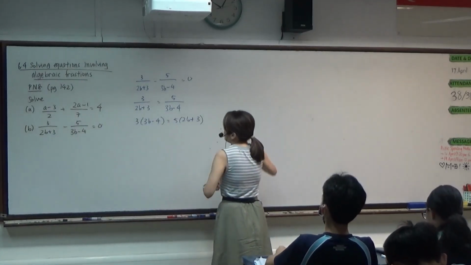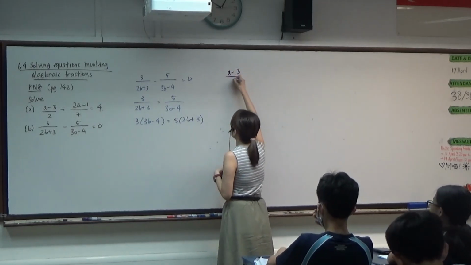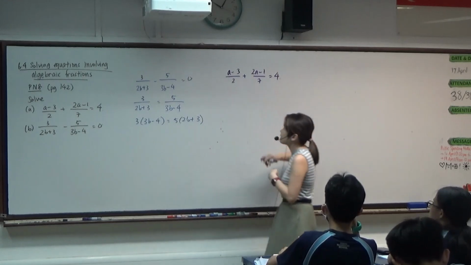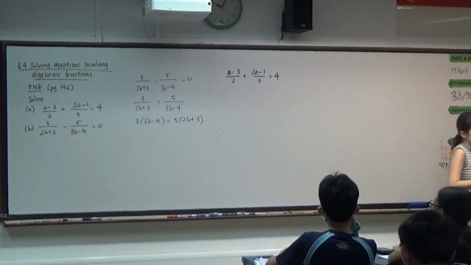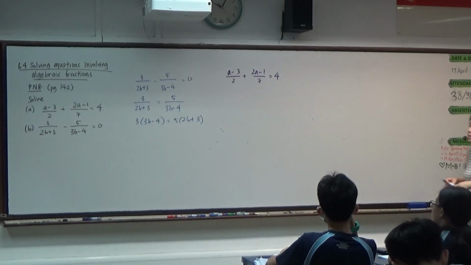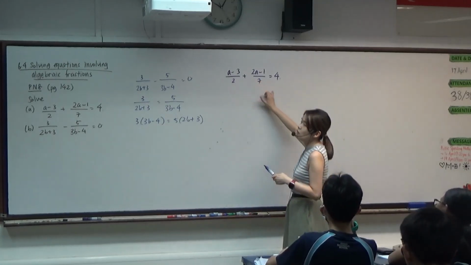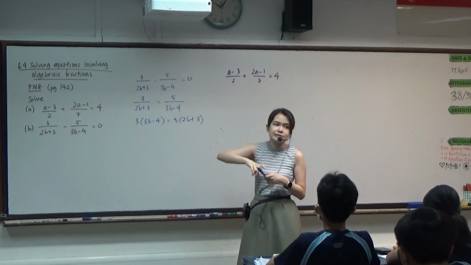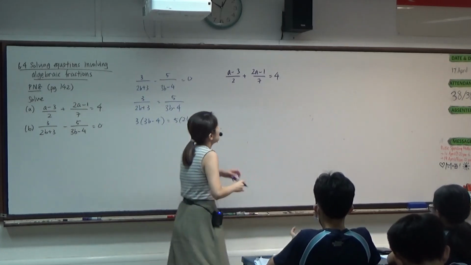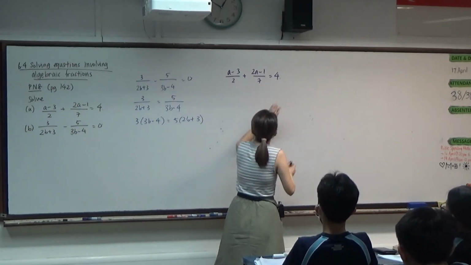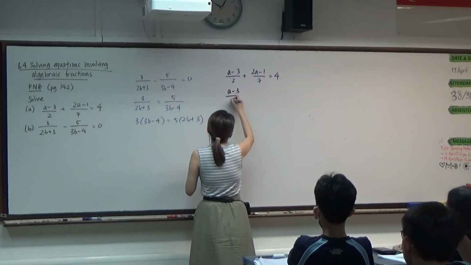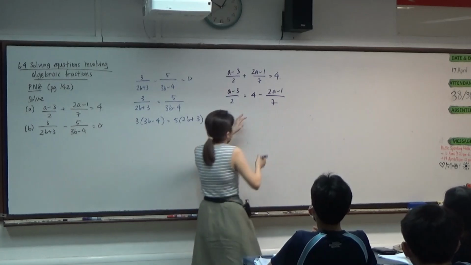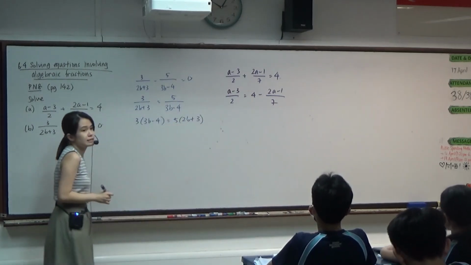whereby we have (a minus 3) over 2 plus (2a minus 1) over 7 equals 4. In this case, it is not as straightforward because I can't actually bring this fraction over to the right such that I'll be able to fulfill the conditions for us to do cross multiplication. Because if I were to bring this over to the right, what happens is that I'm going to get 4 minus (2a minus 1) over 7.